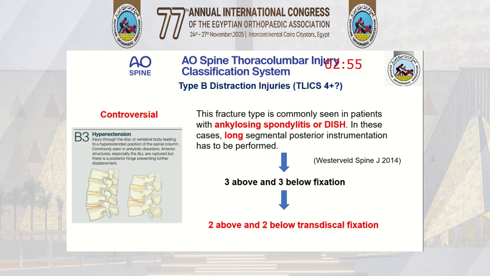A3, as I said, is controversial, but usually this fracture type is commonly seen in patients with ankylosing spine or diffuse idiopathic skeletal hyperostosis. In those cases, long segment posterior instrumentation is necessary. According to the textbook, 3 above, 3 below. But nowadays in Japan, 2 above, 2 below.